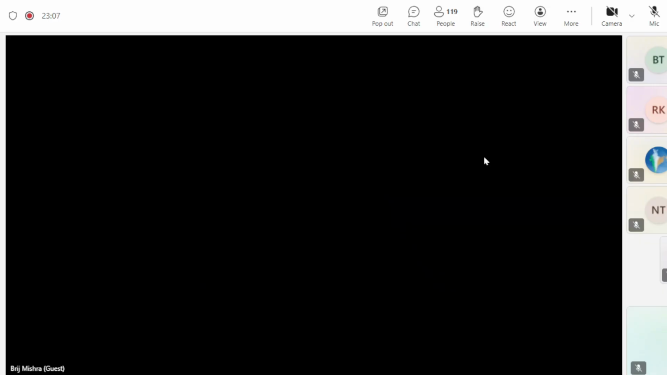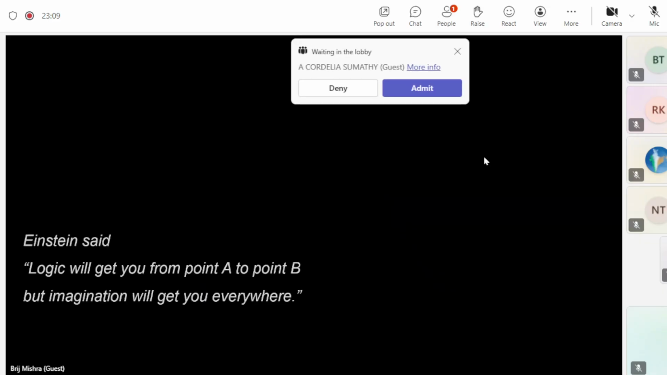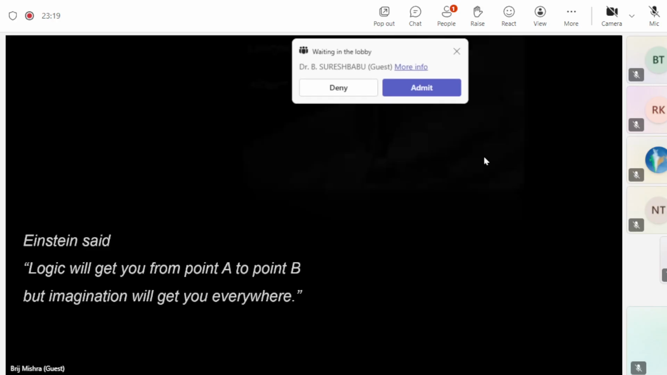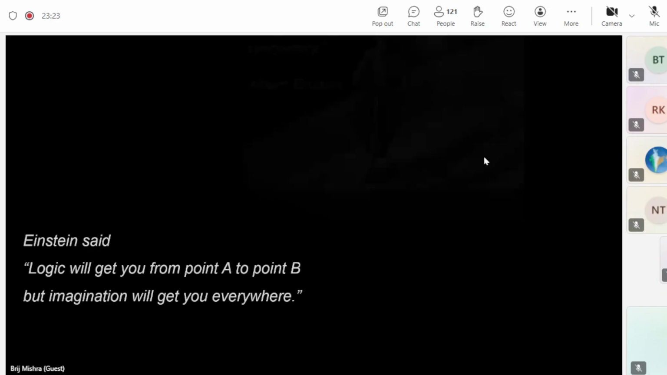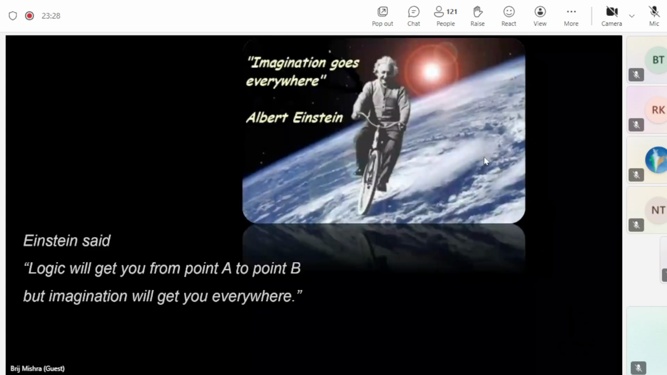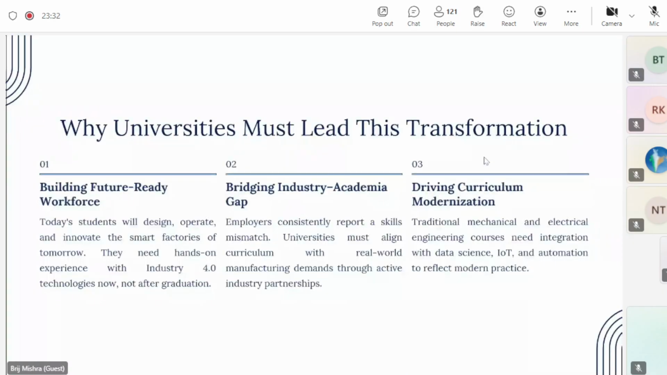Another quote by Albert Einstein, which said once that logic will get you from point A to point B, but imagination will get you anywhere. So basically, in imagination, we can reach the surface of the moon, and we can cycle also there. So let's try to understand how academia can play a vital role in this whole process.